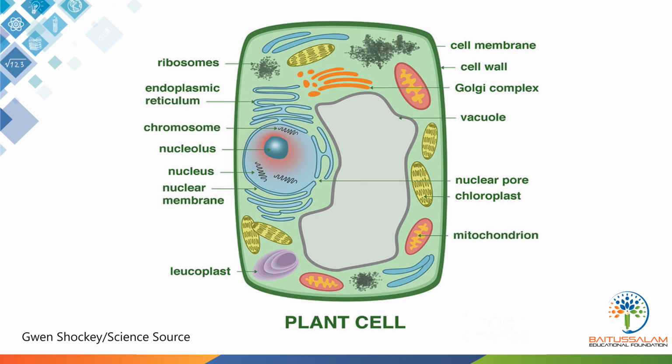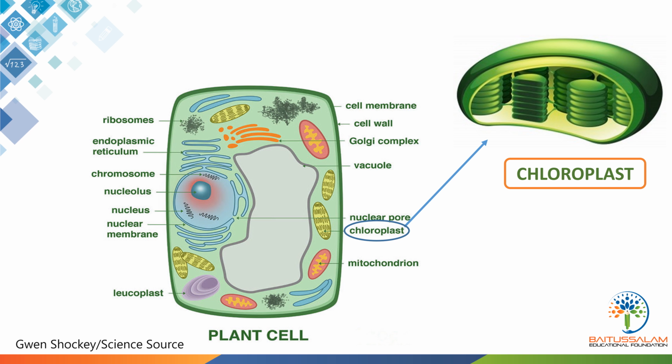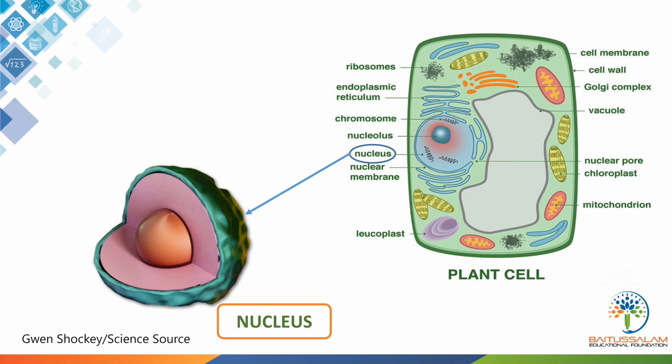This plant cell may look typical to the one shown before. It is almost similar to the animal cell but only contains a vacuole, chloroplasts, and cell wall as additional elements. The chloroplast contains a green pigment called chlorophyll which absorbs sunlight for photosynthesis. The nucleus contains genetic material and controls all chemical reactions taking place in a cell.